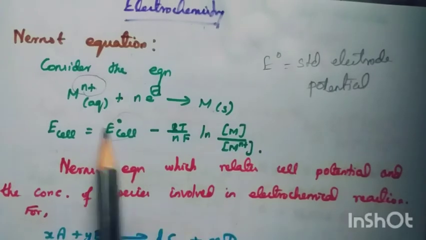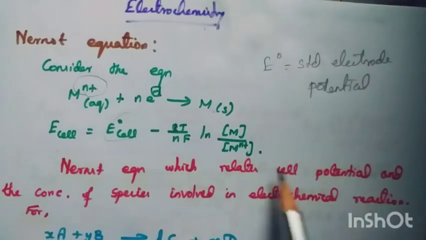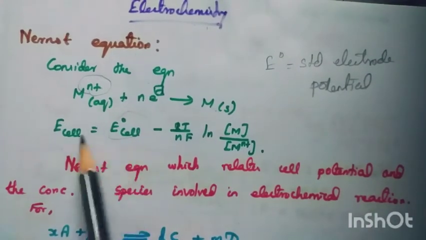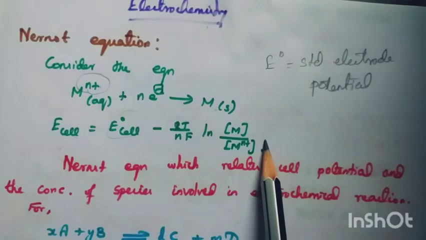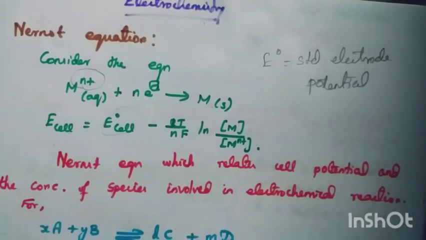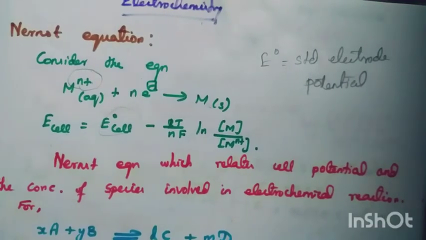This equation we are going to derive. This is the Nernst equation, which relates the potential, the EMF or electrode potential, and the concentration of the species involved in the electrochemical reaction. So now we are going to see the equation.